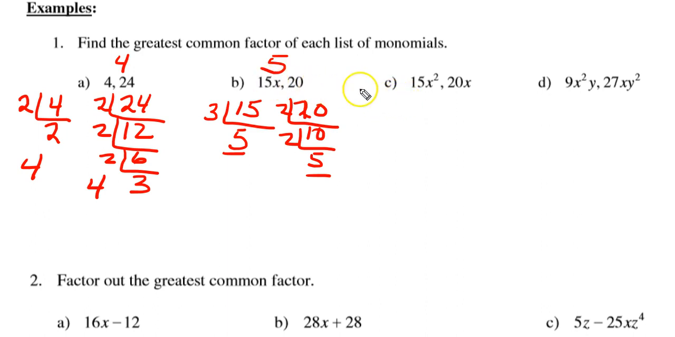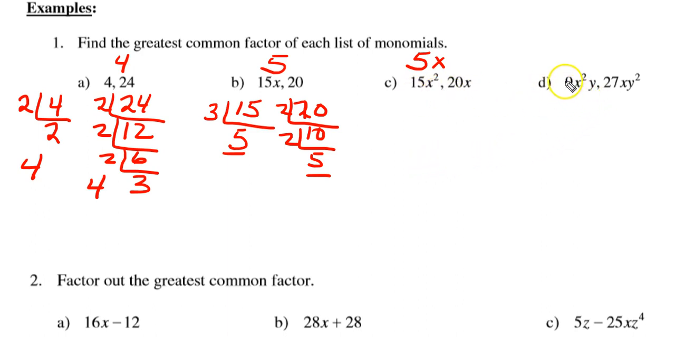Now here we have 15 and 20, so we know as part of the number, the greatest common factor in each one is a 5. We figured that out over here. And now we have x squared, that's 2 x's, and here there's 1 x. So you could take an x out of each one of these as a common factor, so 5x.